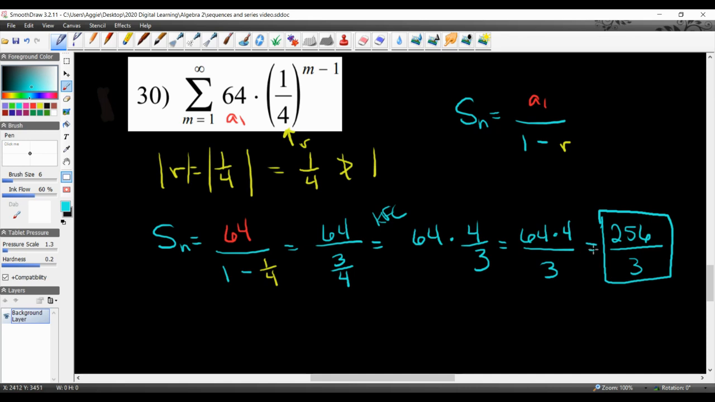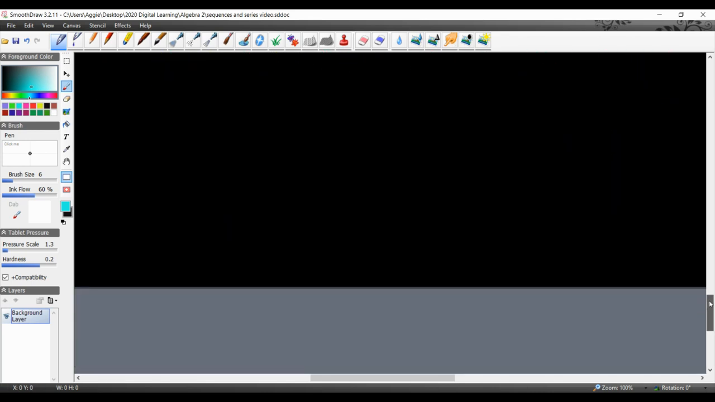And that's it. So in this case, our sum of this infinite geometric series is going to be 256 thirds, or 256 over 3. And I believe that that is it.